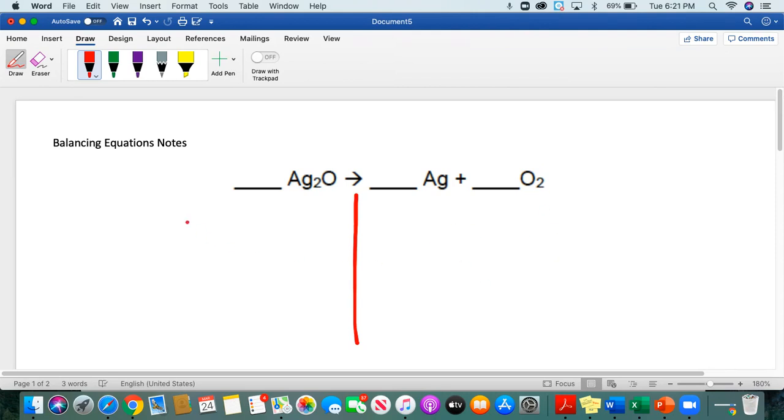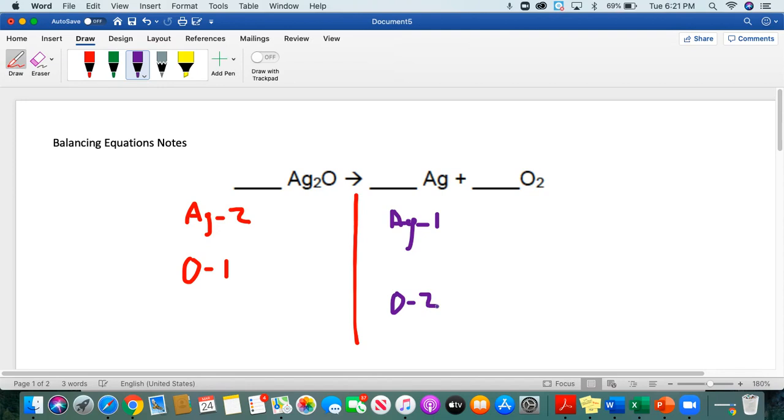We know how to count atoms already, so we've done this before. Okay, so on the reactant side I have silver, I have 2 silvers. Oxygen, there's nothing next to the oxygen, so it's an invisible 1. I have 1 oxygen. Now, if this is blank, it just implies that it's a 1. You could either leave it blank or you can put a 1. So for Ag on the product side, I have 1. For oxygens, I have 2.